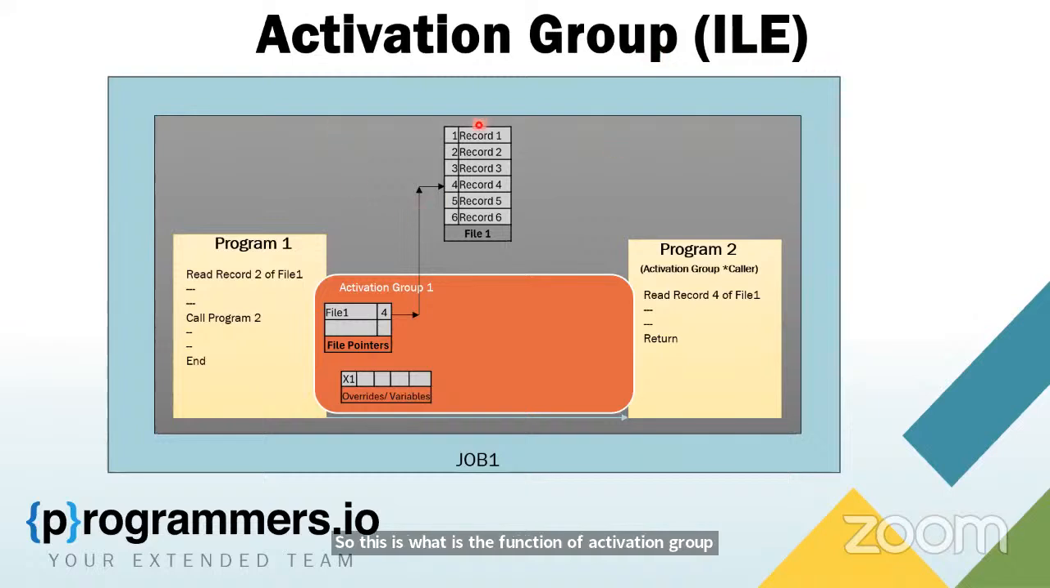So this is the function of the activation group: to reuse the resources efficiently. Otherwise, everything opens in different activation groups, with many memory areas and pointers, which is an overhead. When program one ends, the activation group is closed, and when program one is called again, it has to initialize all the activation group environment, pointers and variables again. It has to clean up and do it again. That's the purpose of the activation group.